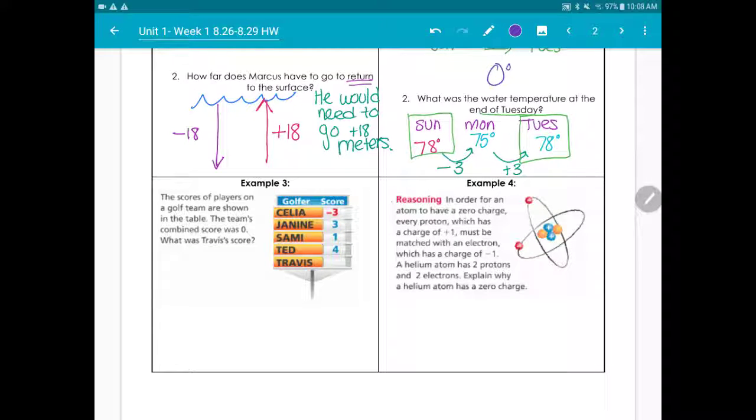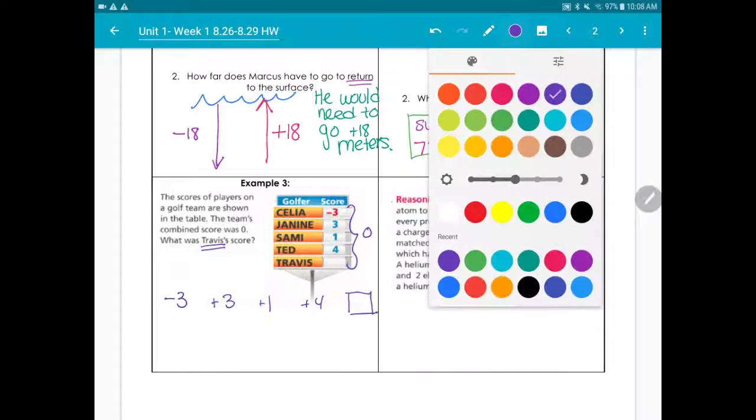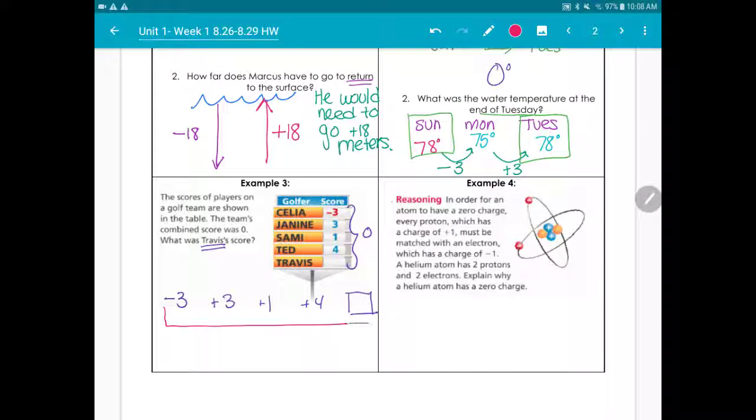Alright, example 3. The scores of a player on a golf team are shown in the table. The team's combined score was 0. What was Travis's score? So now we're stepping it up a little bit. It says this whole thing is 0. So if I had -3, +3, 1, and 4, and then Travis's score, all of these together are going to make 0. So let's think. What do we know about opposites? Do we see any opposites already? Yes, we do. We see these two are opposites. So they already form 0. So now I have to figure out what else forms 0.